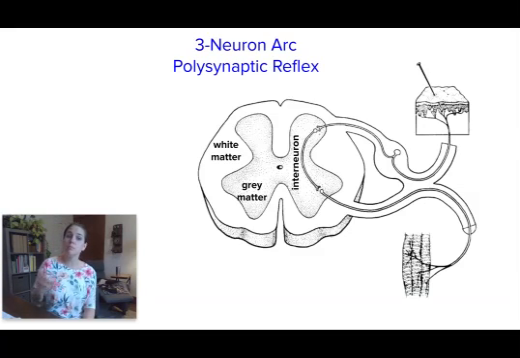Polysynaptic meaning there's multiple synapses where 2 neurons come together, right? So we've got a synapse here, we have a synapse here. We also have synapses where it meets the skin as well as the muscle. So that's what it means by polysynaptic reflex. There's more than one synapse connection between the neurons.